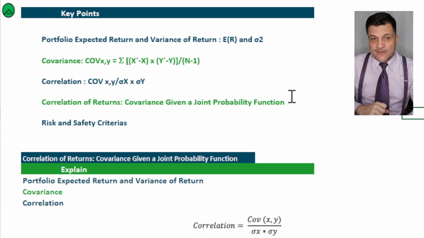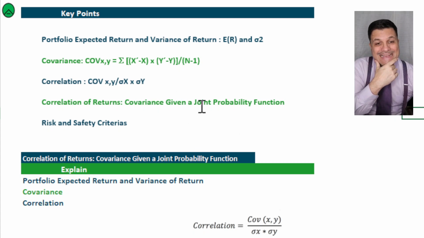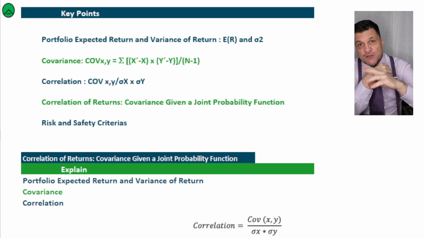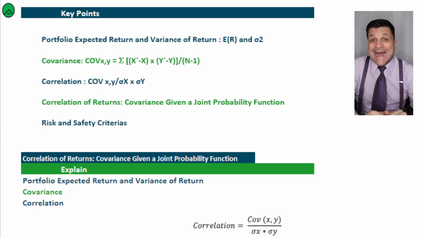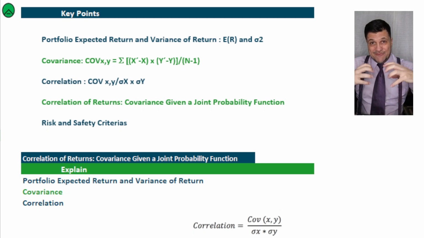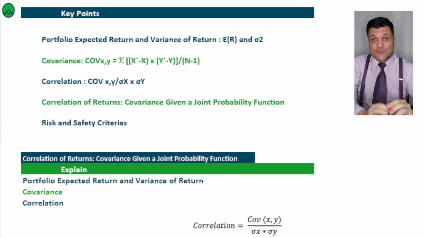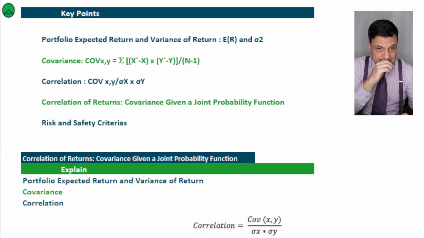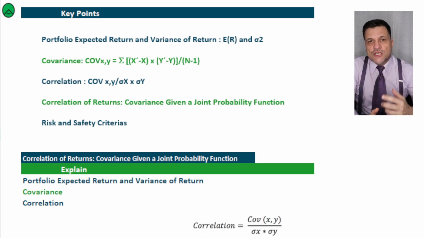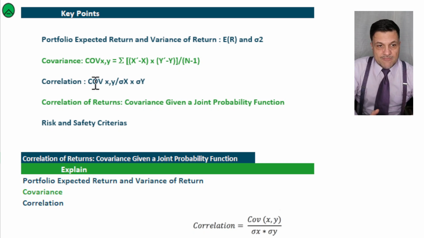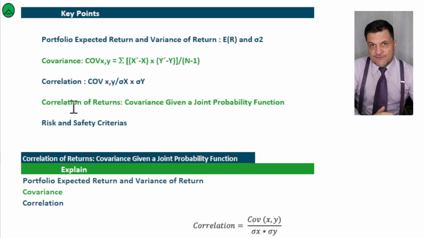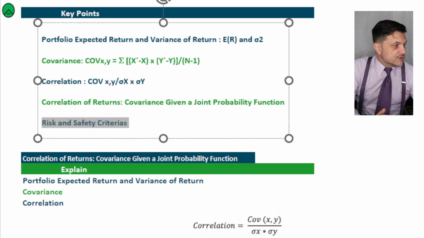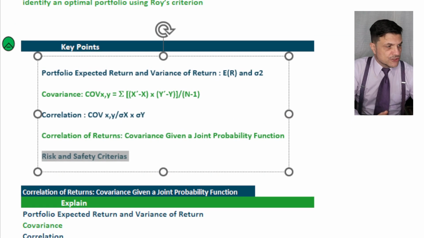Now, the question here is, what is the covariance given a joint probability function? What we have here is the probability distribution of the returns of a particular asset. So a joint probability function of two different asset returns will be able to give you the covariance of those assets, because you're talking about the average of each one and the deviations of each one. That's what you need here, just to understand this concept. Don't get intimidated by the learning outcome sometimes if that's the case. Risk and safety criteria are, I think, the stars of this learning module.